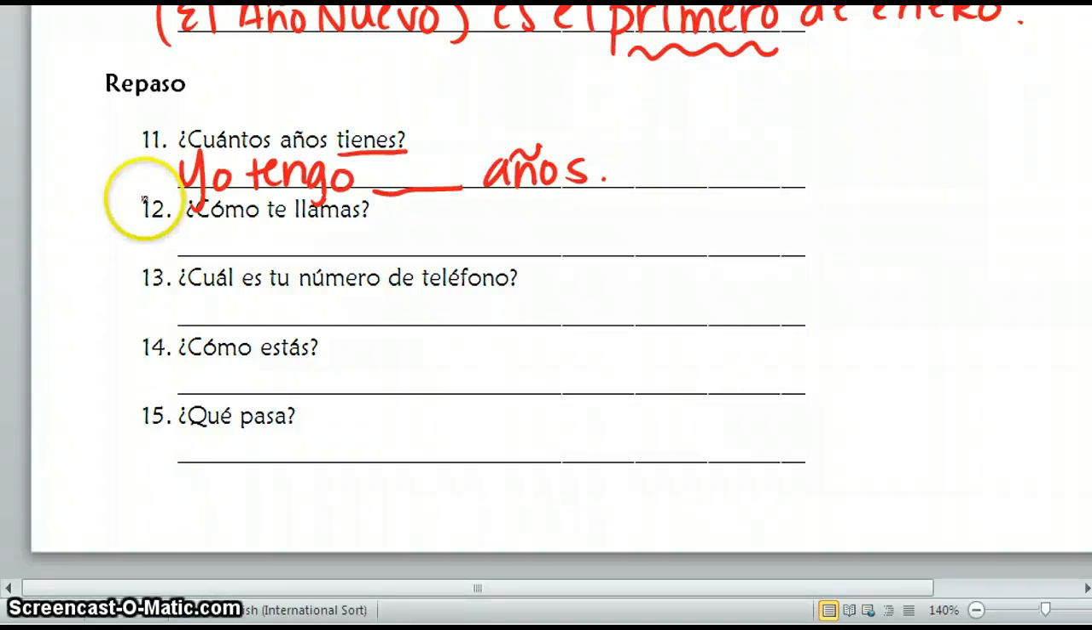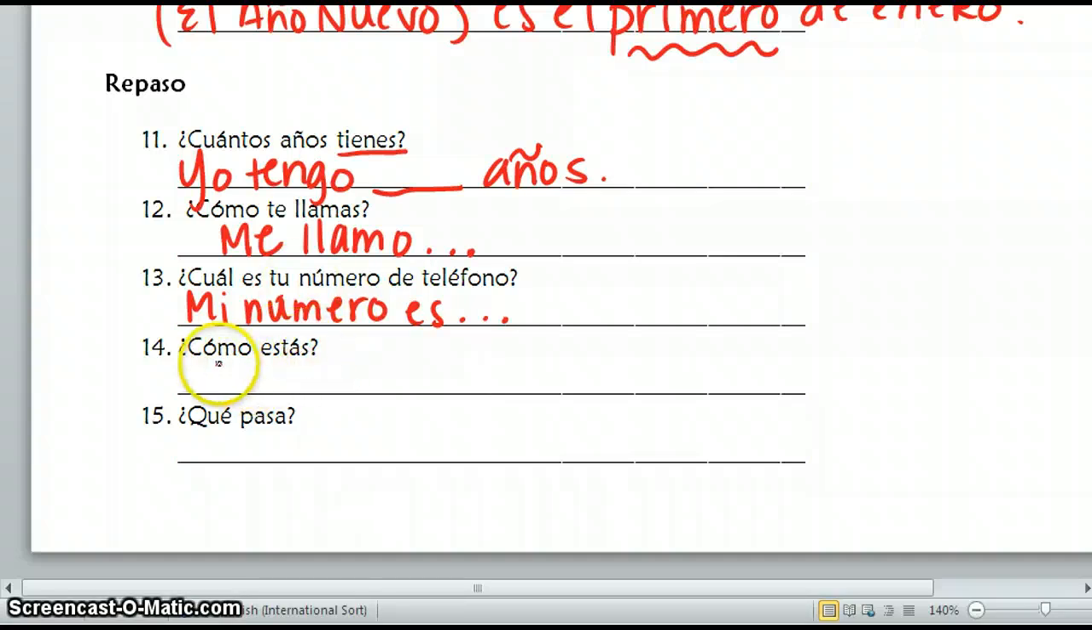Number 12, this answer is at the top of your page. The answer is me llamo, and then your name. There's never a reason that you should spell llamo wrong. It's at the top of all of your papers. ¿Cómo te llamas? Me llamo, whatever. 13, ¿cuál es tu número de teléfono? What's your phone number? Mi número es, and then you should have written out the numbers. You could have written mi número de teléfono es. You didn't need all that, but you could have put it in there.